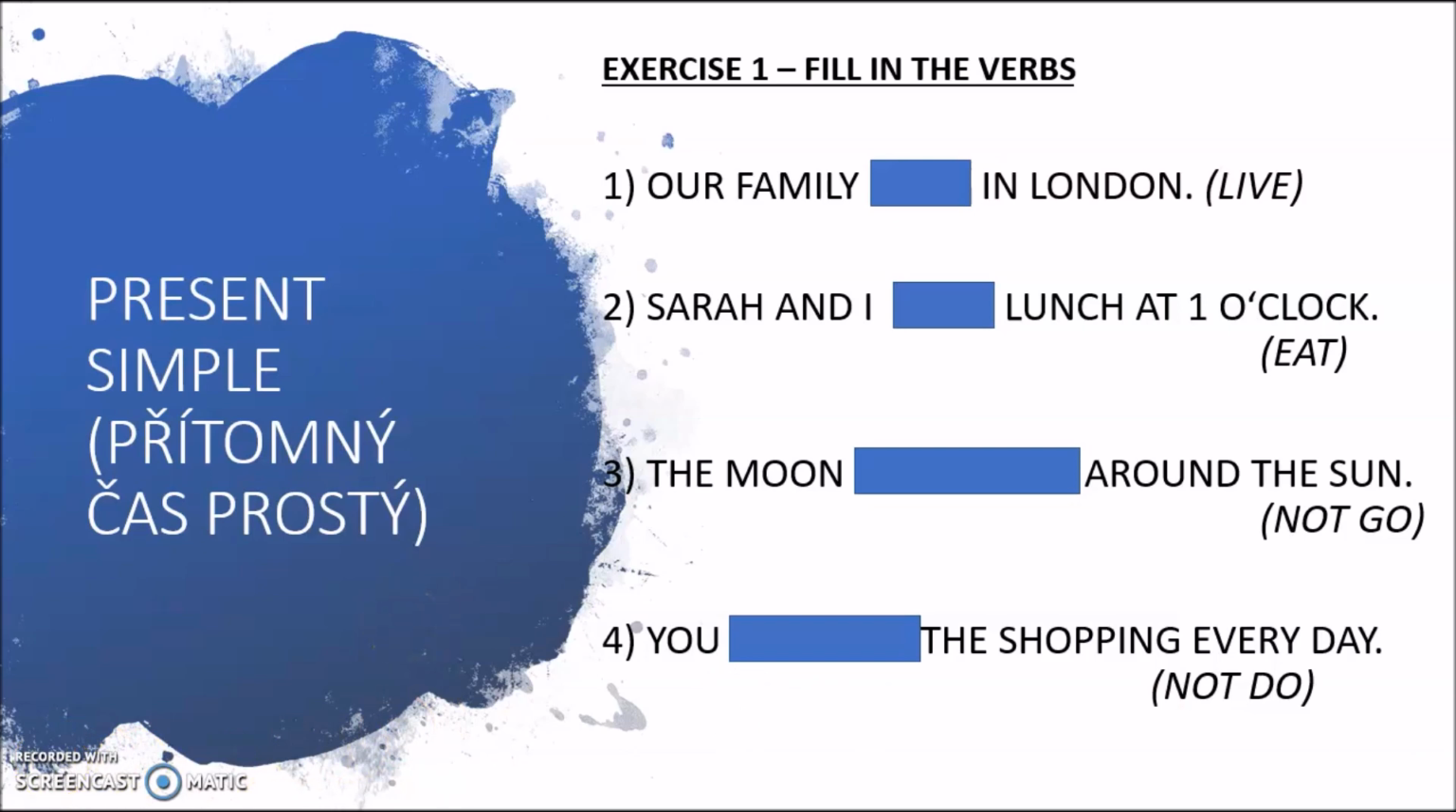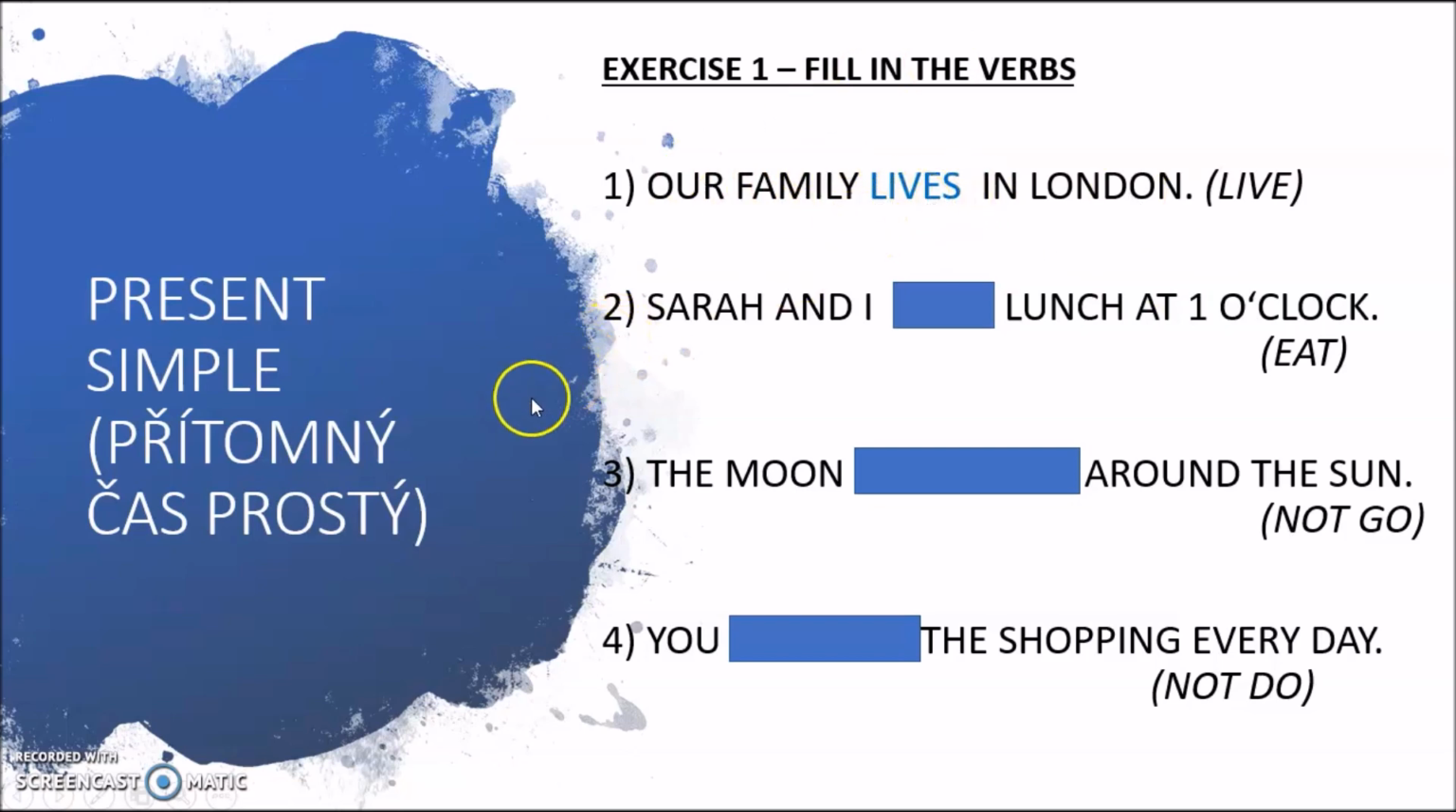Okay, let's check the sentences. Sentence number 1. The correct answer is our family lives in London. Don't forget that our family is the third person singular. It lives in London. So we have to put s at the end of lives.